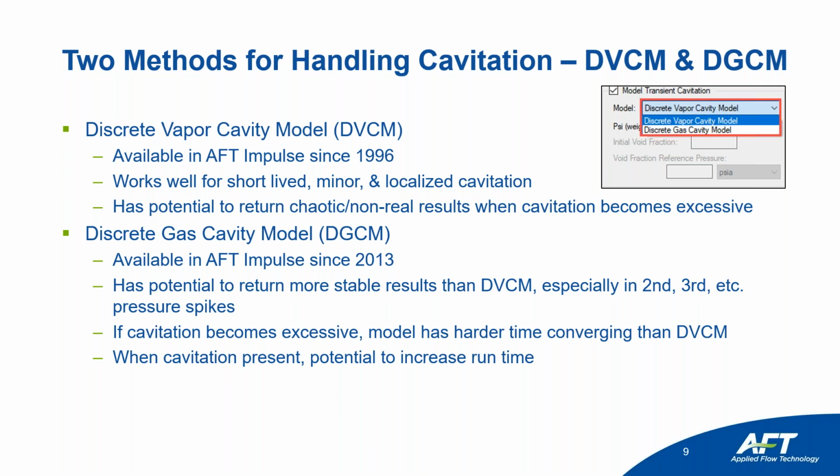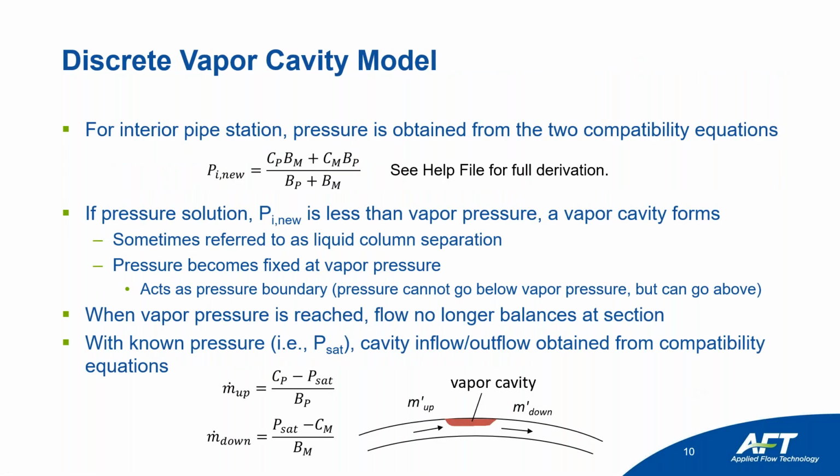And if you have cavitation that's excessive with using the gas cavity model, sometimes you might have some difficulties converging in the transient solver. Also, it can potentially increase your runtime a little bit. So it's a little bit more accurate, but those are some challenges that you might run into. So be aware of that.